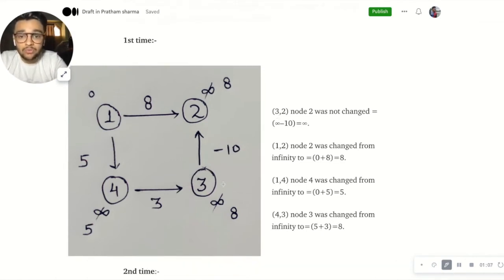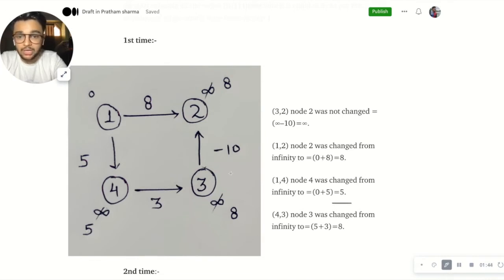In case of node 3 to 2, if we take it, it would be infinity minus 10, which would be equal to infinity. So there would be no change in the case of 3 to 2. For 1 to 2, if we consider it, 0 plus 8 is less than infinity. So infinity would be changed to 8. For 1 to 4, 0 plus 5 is obviously less than infinity. That's why we would change infinity to 5.